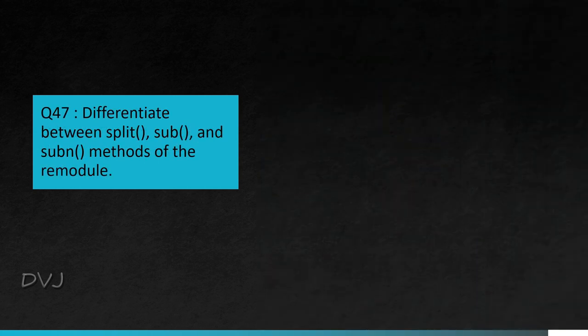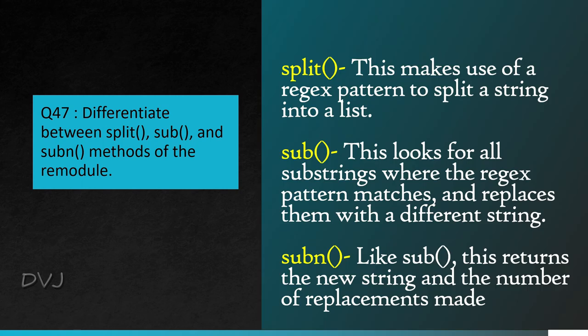Question number 47. Differentiate between split, sub, and subn methods of the re module. Split makes use of a regex pattern to split a string into a list. Sub looks for all substrings where the regex pattern matches, and replaces them with a different string. Subn, like sub, returns the new string and the number of replacements made.